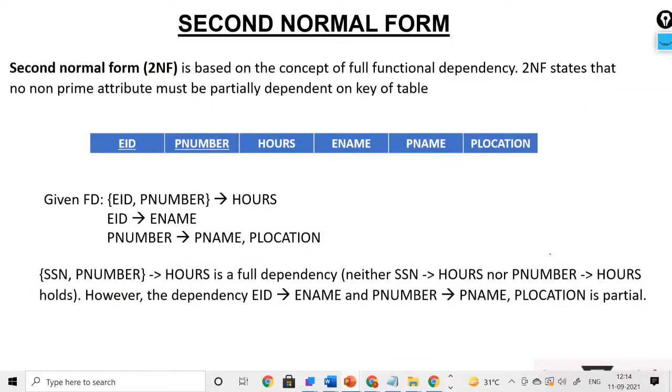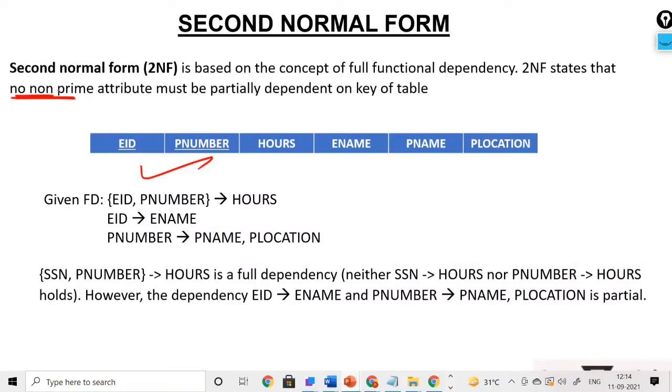So let's start with a given example. You have a table. Second normal form is based on the concept of full functional dependency and states that no non-prime attribute... So what is a prime attribute? The attributes which are part of a key are called prime attributes. And non-prime attributes are those which are not part of a key. If you see the table, EID and P number are prime attributes because they are part of the key, while E name, P name and P location are non-prime attributes.